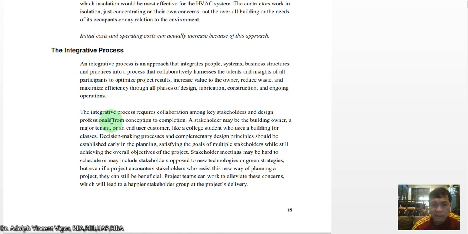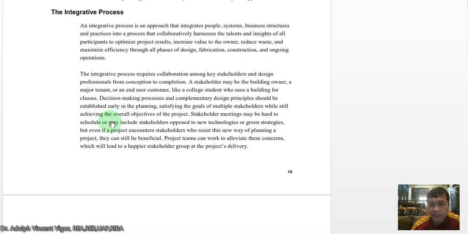So, an integrative process is an approach that integrates people, systems, business structures, and practices into a process that collaboratively harnesses the talents and insights of all participants to optimize project results, value to the owner, reduce waste, and maximize efficiency through all the phases of design, fabrication, construction, and ongoing operations. The integrative process requires collaboration among key stakeholders and design professionals from conception to completion.